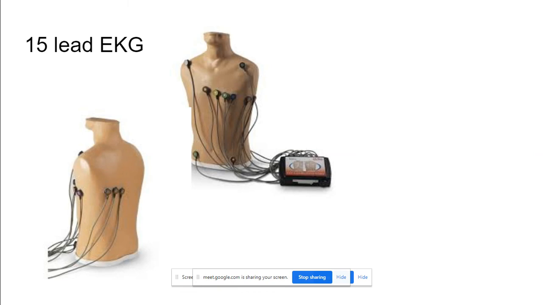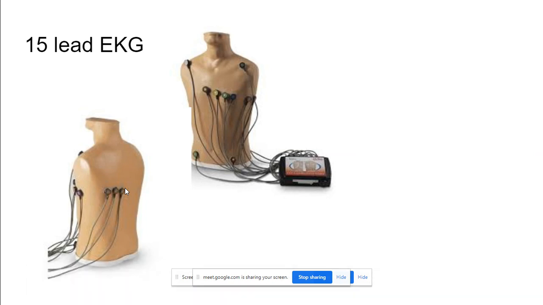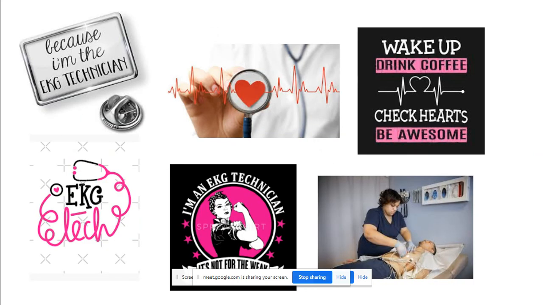All right, the 15 lead EKG, basically, instead of putting them on the arms and the legs, they put them on the chest, and they have the V1 through V6, and then they also put 3 electrodes on the back. I don't see that done as commonly. All right, and then just some cute little pictures at the end.